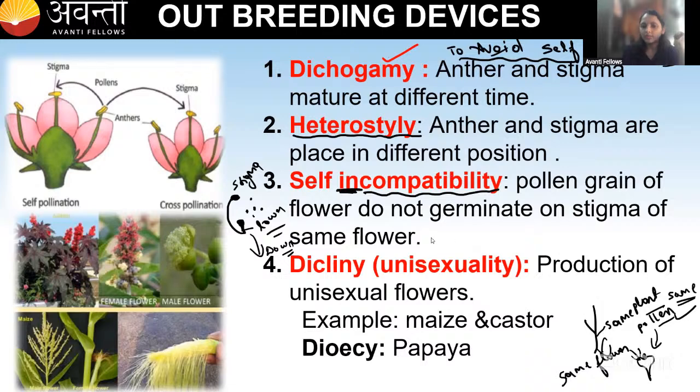Okay. So this is about self-incompatibility. The same pollen grain is not going to germinate on the same flower stigma. So that is why it is called self-incompatibility.